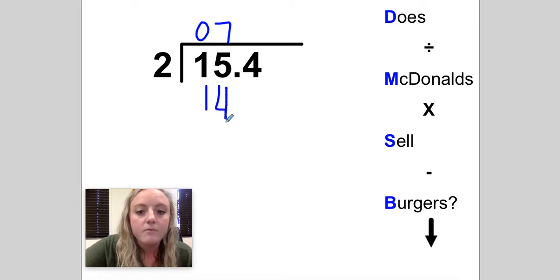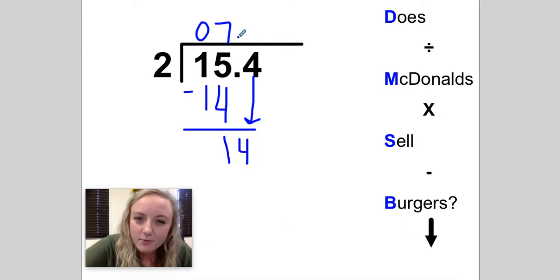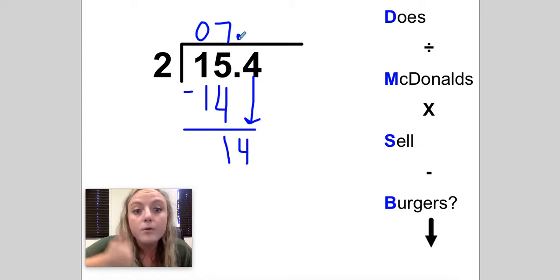Let's talk for a minute about where these numbers come from. I know that 2 can go into 15 7 times because if I count by 2s, 14 is the closest multiple to 15 without it being too big. Next, I subtract, and I get 1. After I subtract, I bring down. I'm going to bring down my 4 and then start all over. Can't forget to bring that decimal point right on up.